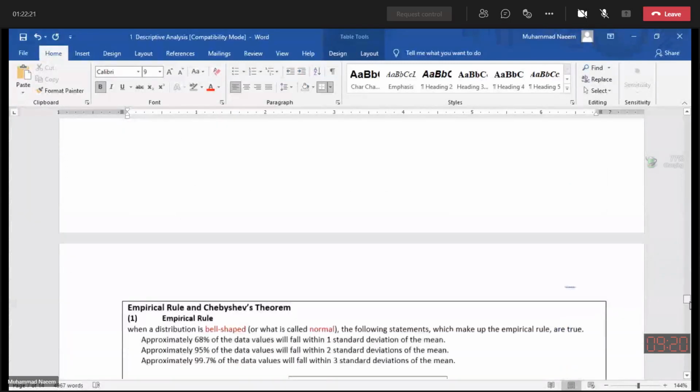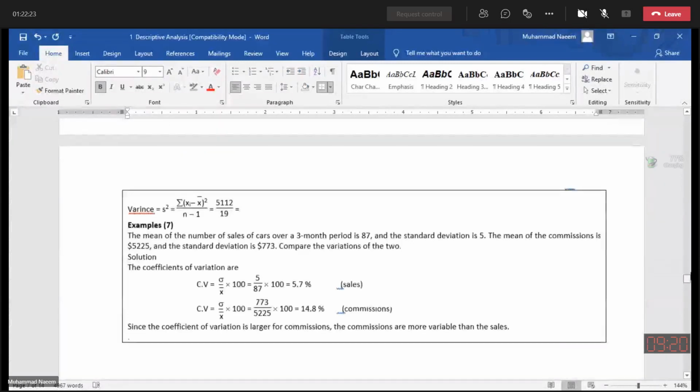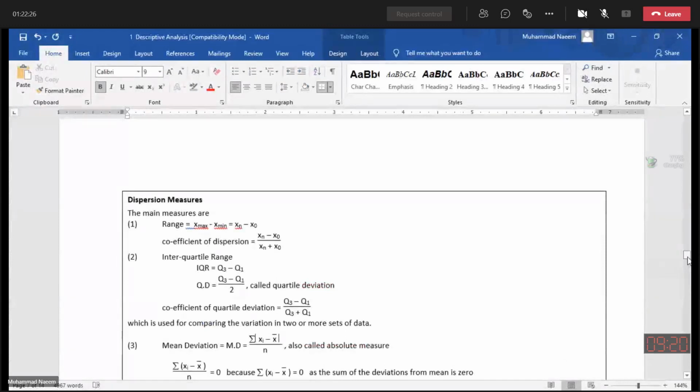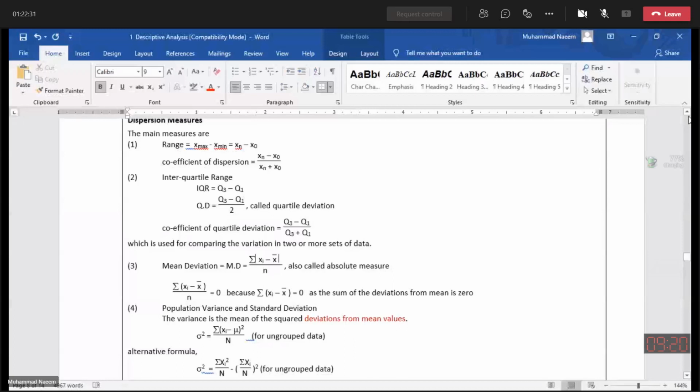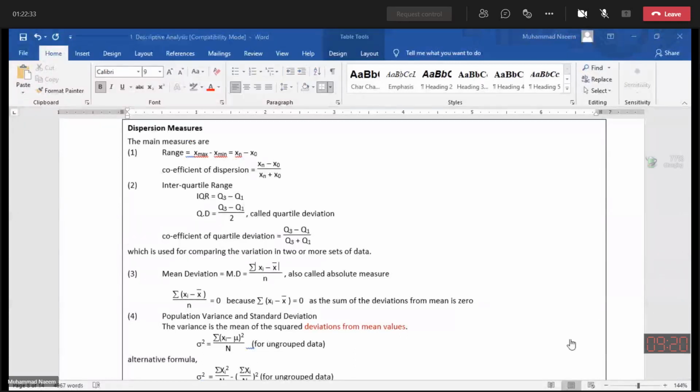Measures of dispersion. Discuss dispersion measures. Dispersion means spread, scatteredness. So how is the data scattered? We can measure this with these formulas.